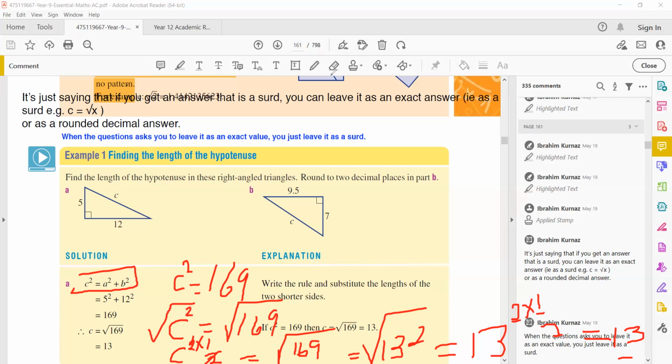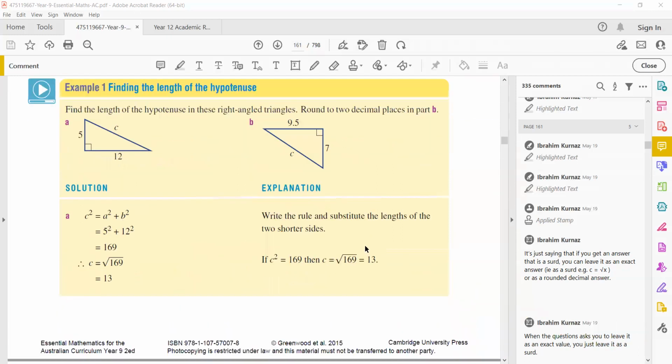With the B. Yeah, this is a big question. 9.5, C and 7. Write the rule, substitute the length of the two shortest sides. Now, always this diagonal one, this is called diagonal, is the highest. It should be the highest, right?